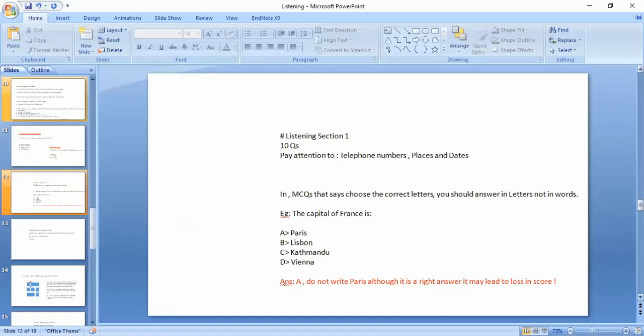Now, in MCQs, that says choose the correct letters. You should answer in letters, not in words. Okay.